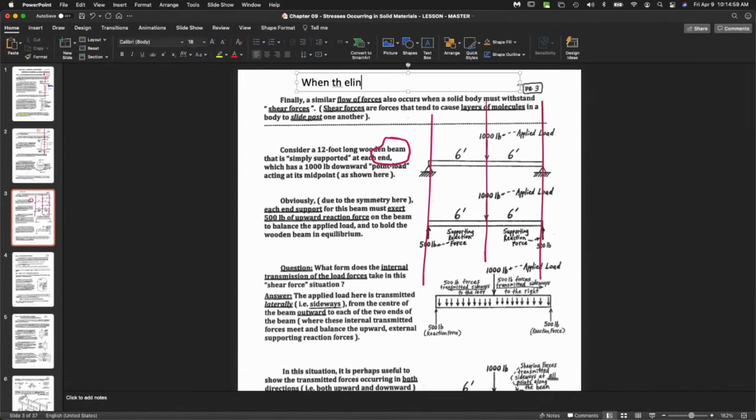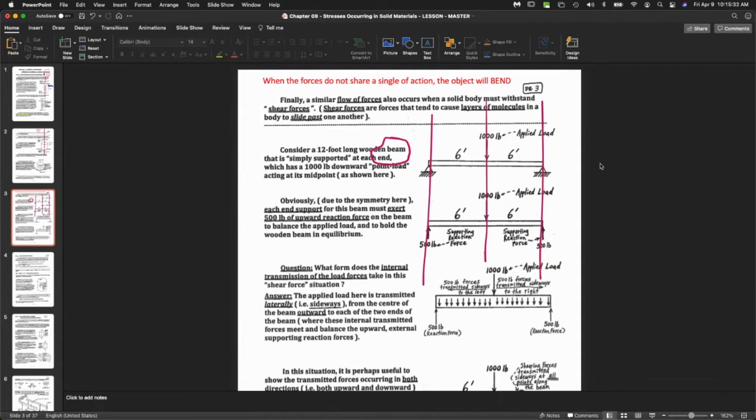When the lines of action... I'll say it like this, when the forces do not share a single line of action, the object will bend. Don't worry, I'll clean that up in a second. Gotta squeeze it in here a little bit. So that's why beams bend.